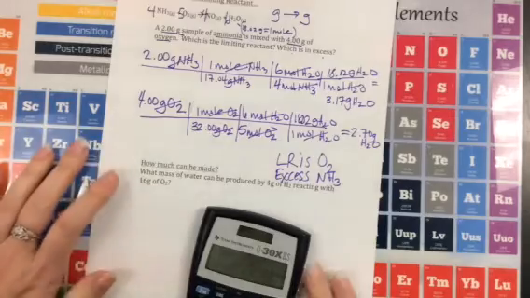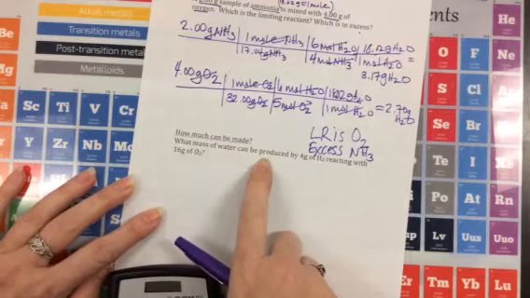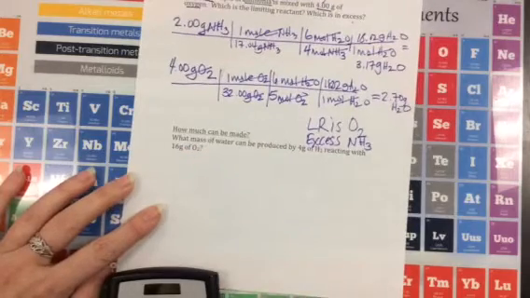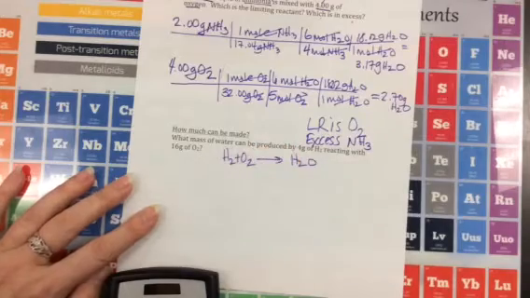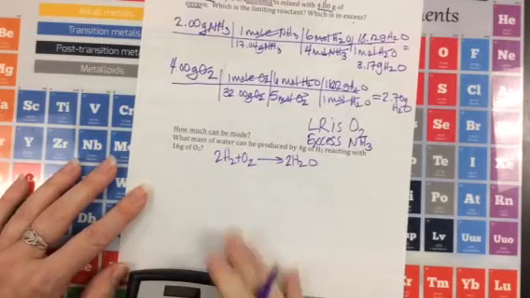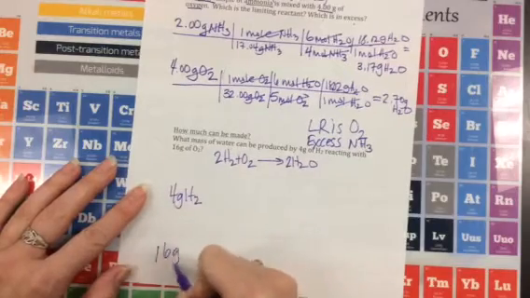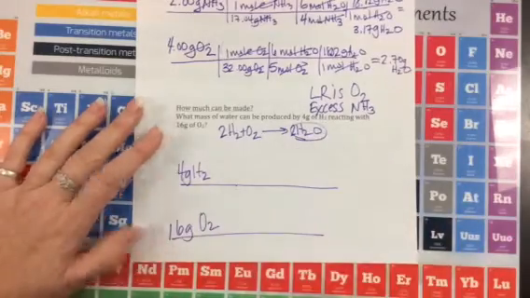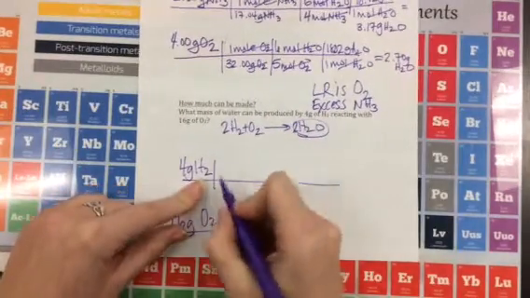Now the other type of question that they're going to ask you, how much can be made? It says what mass of water can be produced, so that's our product, if 4 grams of hydrogen reacts with 16 grams of oxygen. So I have water being produced. Hydrogen and oxygen are my reactants. Got to balance that guy out like this. Same thing, I have 4 grams of hydrogen and I have 16 grams of oxygen. I'm going to set these up and I want to know what mass of water I make in the end on both of them. So first thing, take your grams, turn it into moles.